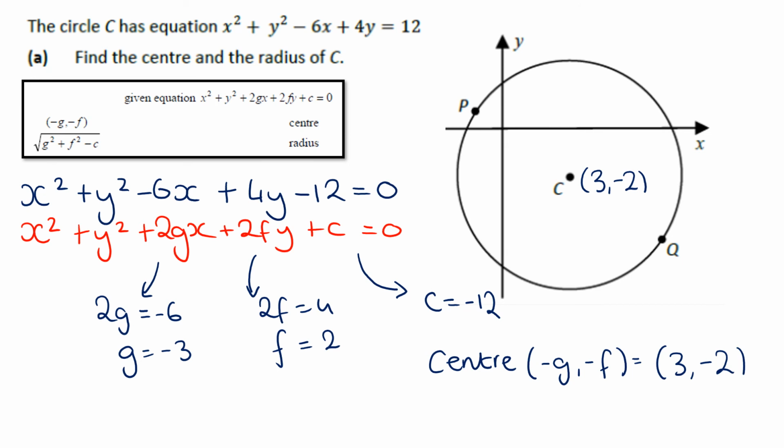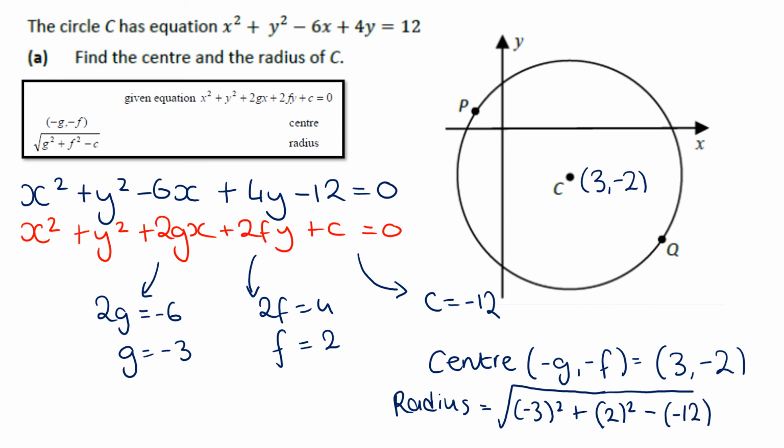Then we work with the radius. So this is a calculation. So the calculation is g squared, so minus 3 squared, plus f squared, so 2 squared, minus, now be careful with this one, it's minus c, and c is already a negative 12, so it's minus minus. When that's put into your calculator, we're able to get an answer of 5.